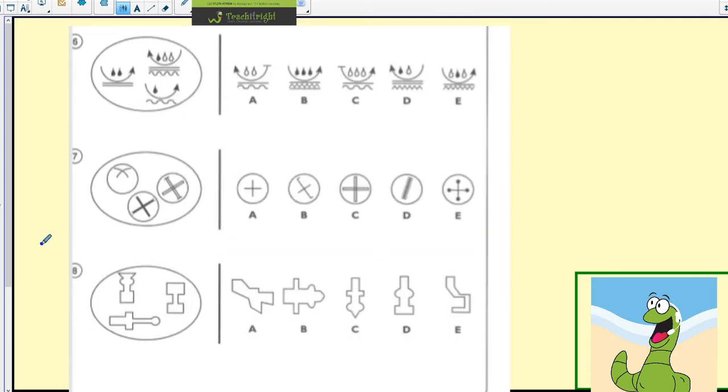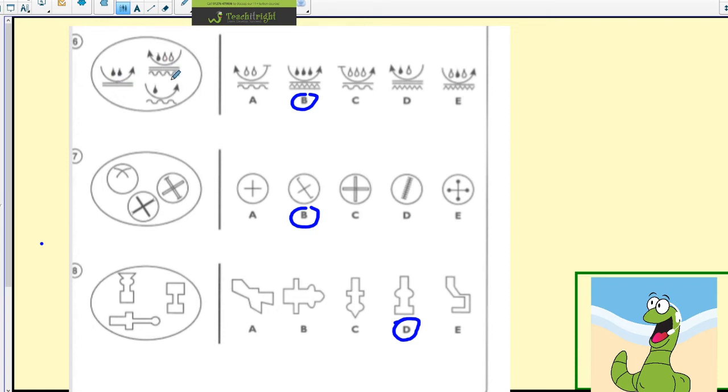6, 7, and 8. So for question 6, the answer is B. 7, the answer is B. And 8, the answer is D. And if we go through, question 6, each figure in an oval consists of a curved arrow, first off, with a number of teardrops on it and the same number of lines underneath. So 1 teardrop, 1 line, 2 teardrops, 2 lines, 3 and 3.